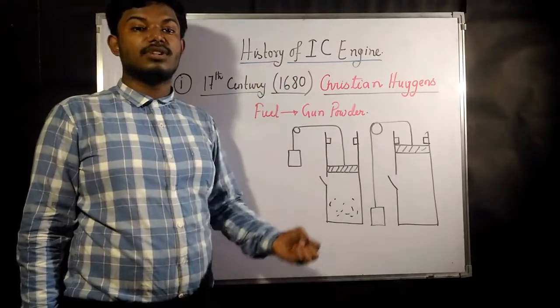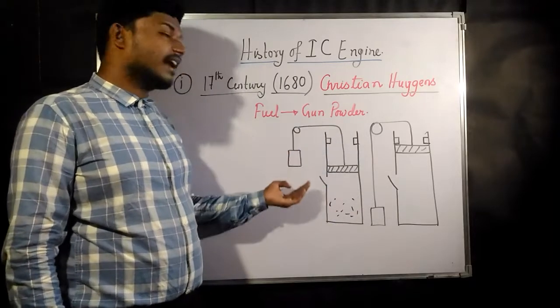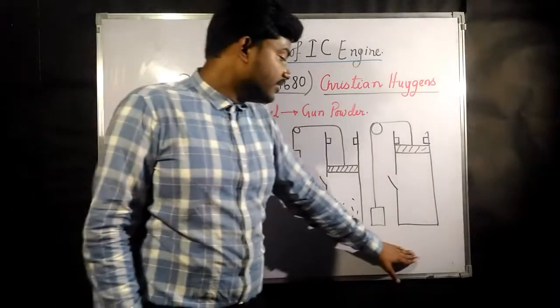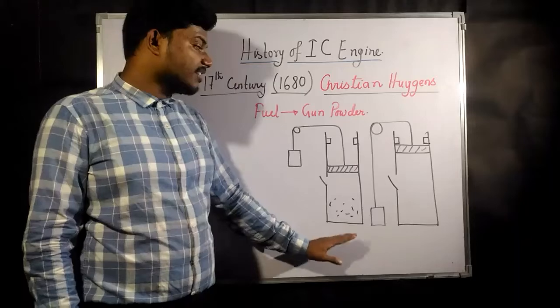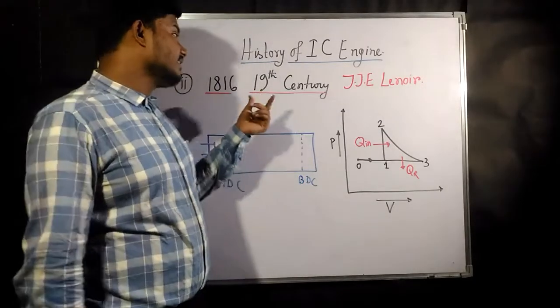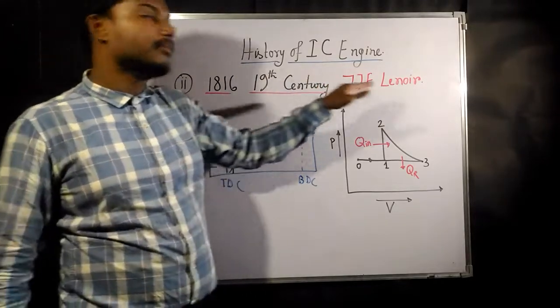Temperature, volume used to rise, and pressure also used to rise, and for this we used to get a work output. In this way, the 17th century IC engine, the first IC engine, was developed. In the 19th century, that is in 1816, the second attempt was made by Mr.